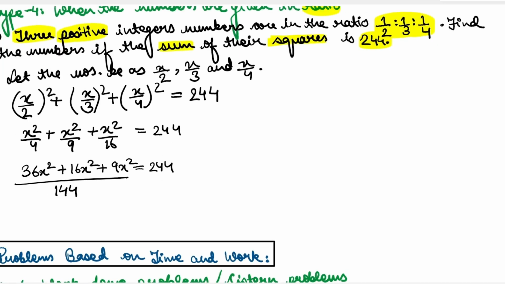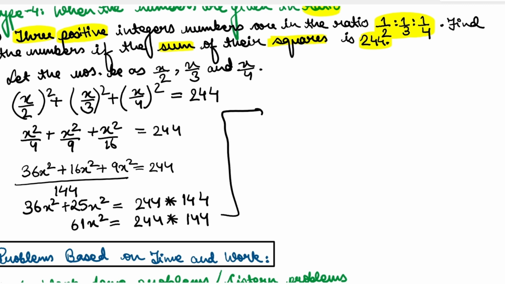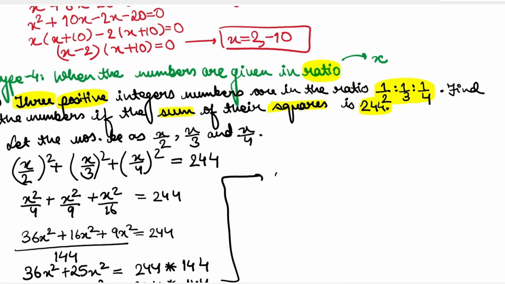So now what value will we get? So we get that 36x square plus 25x square is equal to 244. Here, because it was in division, it goes to the other side in multiplication. Now adding the terms, you get 61x square is equal to 244 into 144. We will solve this further, that is x square is equal to 244 into 144 by 61.